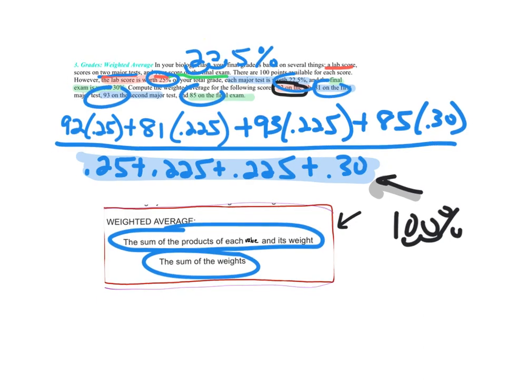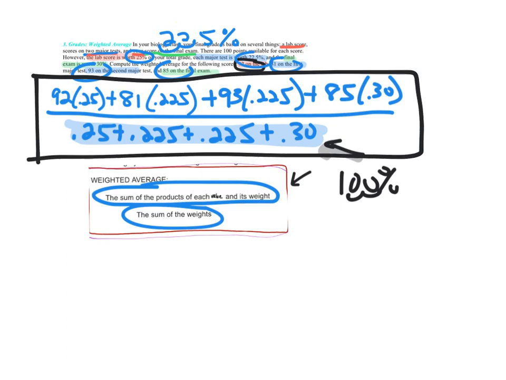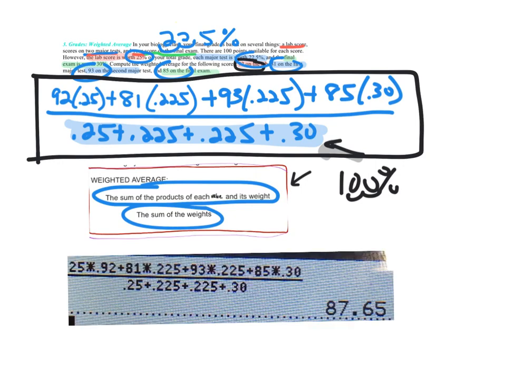However, I think if you just set these questions up the same way every time, you tend to get them right more often. So I'm going to enter this exactly as I see into a calculator to calculate the final score, the final average. So here the student's average turns out to be 87.65.